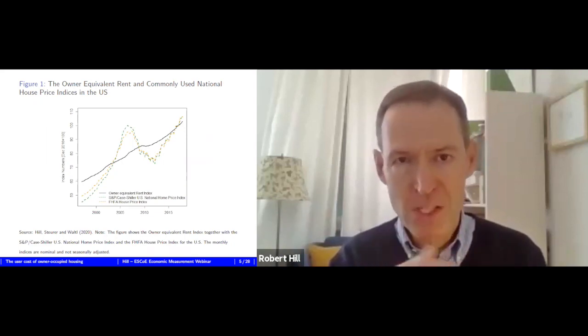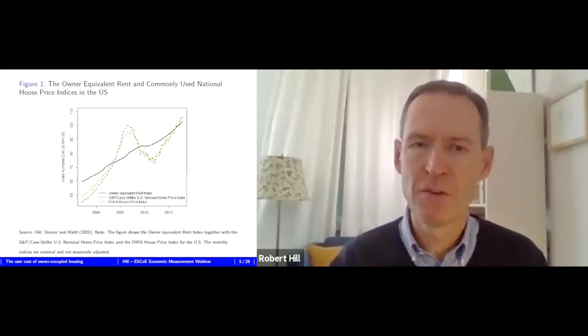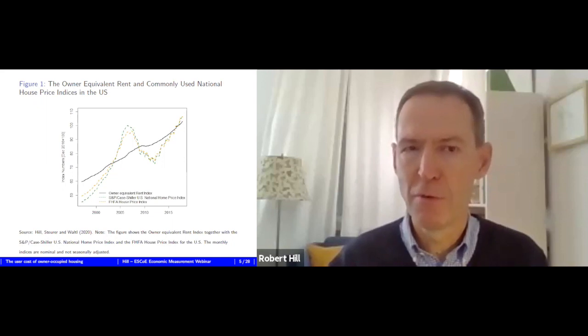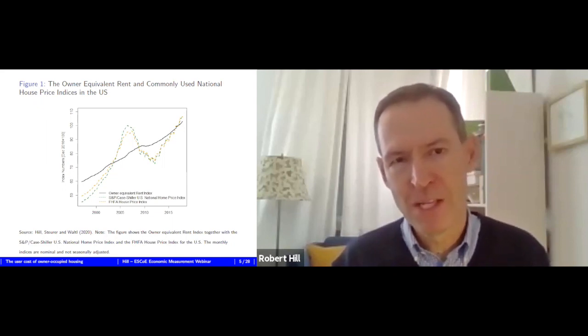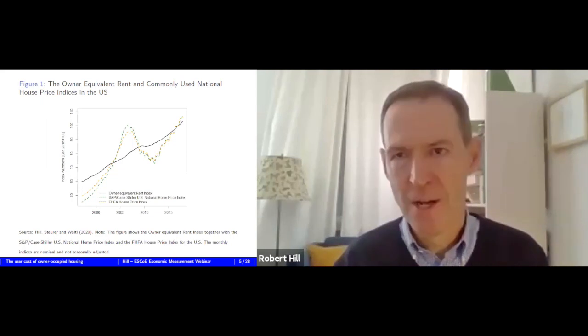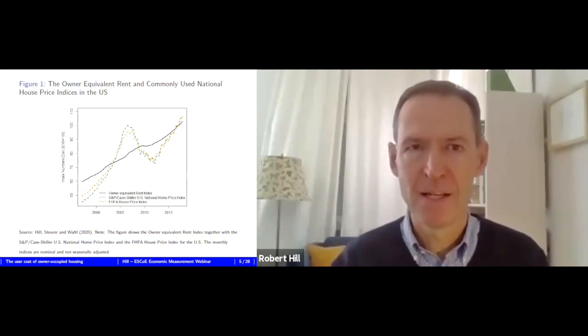But the solid line is the owner equivalent rent index used in the US CPI. And you see that the whole global financial crisis just passes it by. So you see it can make a big difference whether you use a rent index or a house price index for the OOH price index in a CPI.